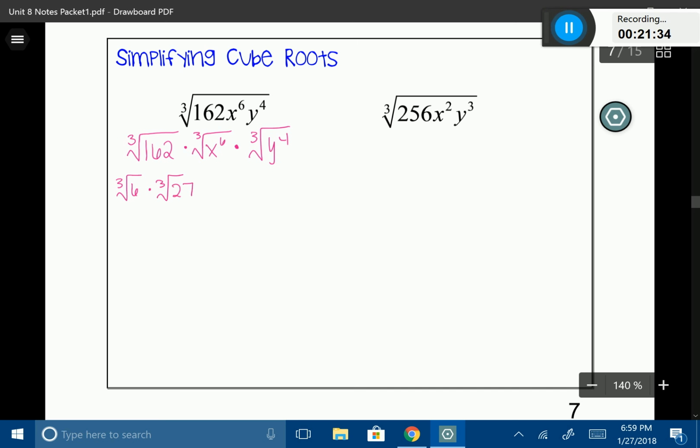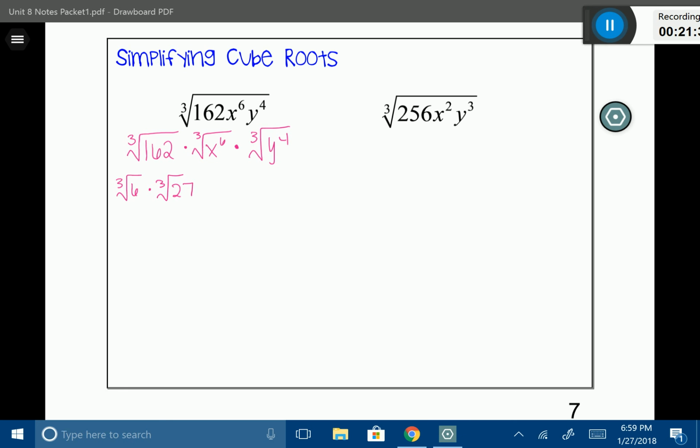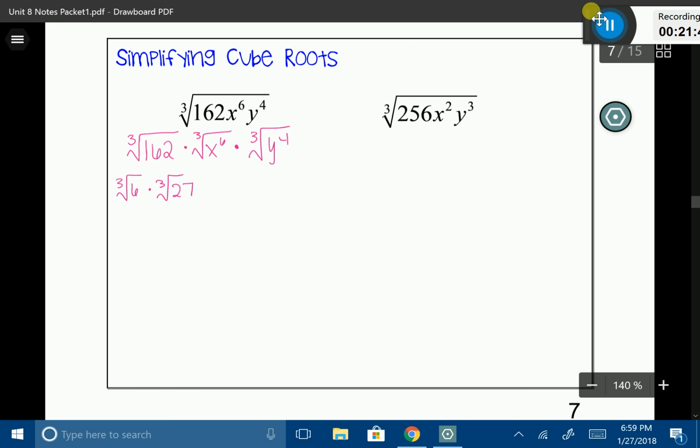All right, now let's look at the variables. This is kind of interesting how the variables work. I'm going to come down to the bottom here to show you what the variables do. So I'm going to be working with the cube root of x to the 6th. What this is actually saying is that I have 1, 2, 3, 4, 5, 6 x's underneath my radical symbol.